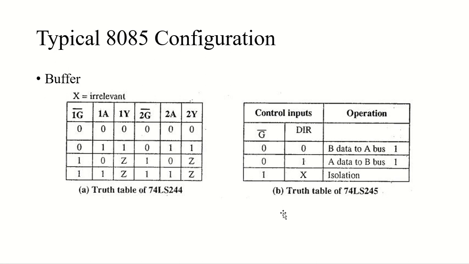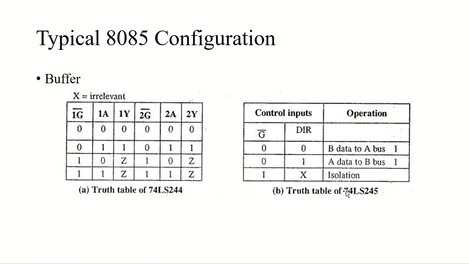The values of Z is the same as tri-state device, and 1 and 0 are doing obvious jobs there, 1 indicating high and 0 indicating low. See, when G is 0 and dir is also 0, the data is flowing from bus B to bus A. When G is 0, dir is 1, the data is flowing from A to B. And when G is 1 but dir is X, then it is an isolation condition.